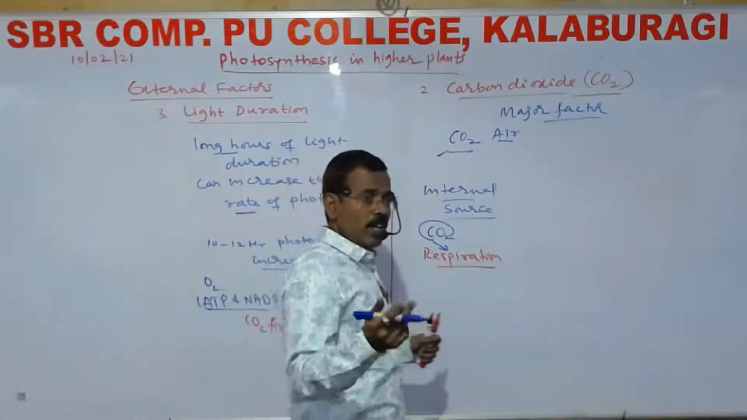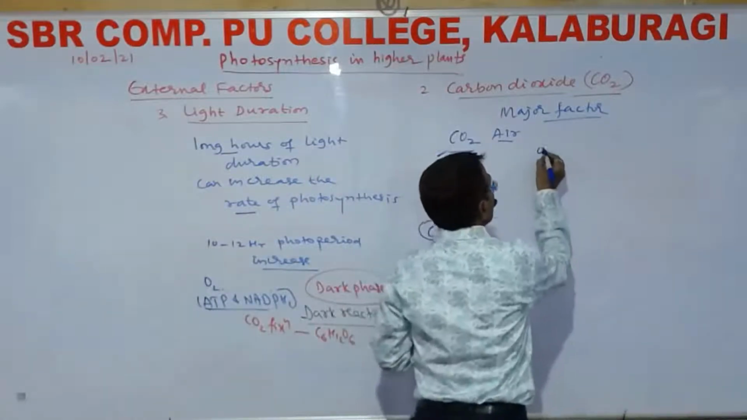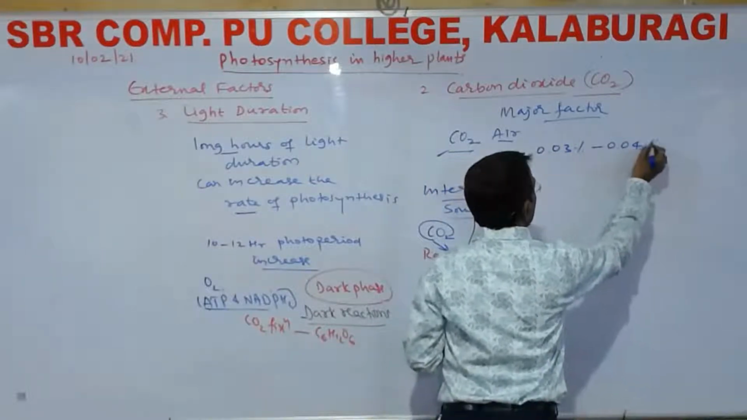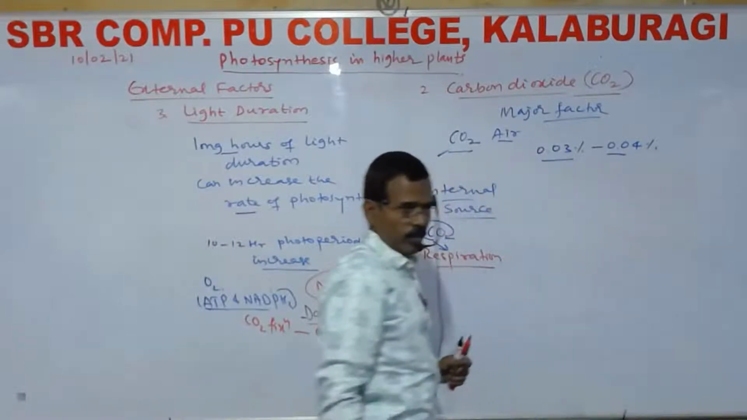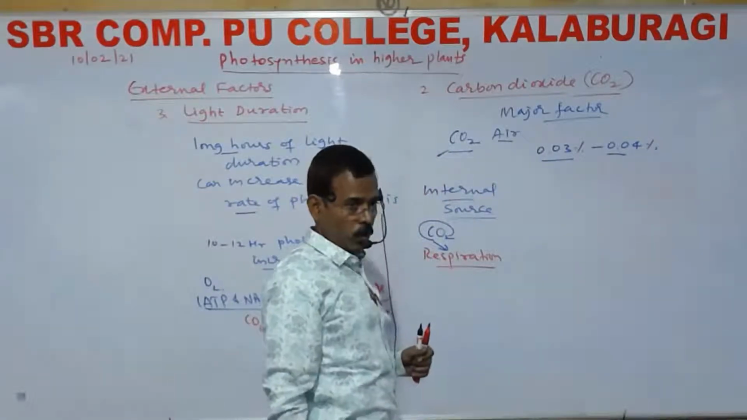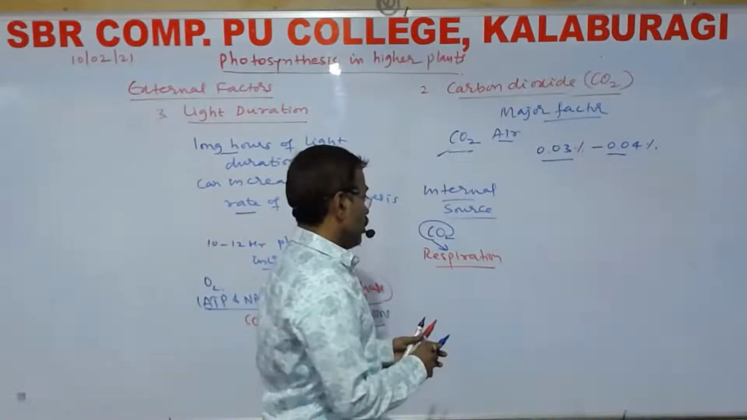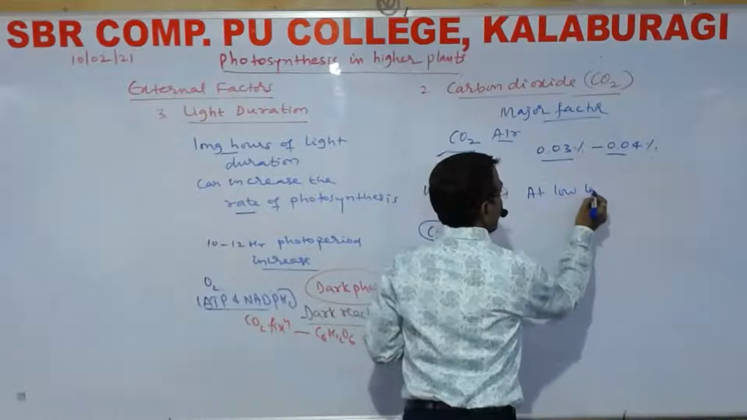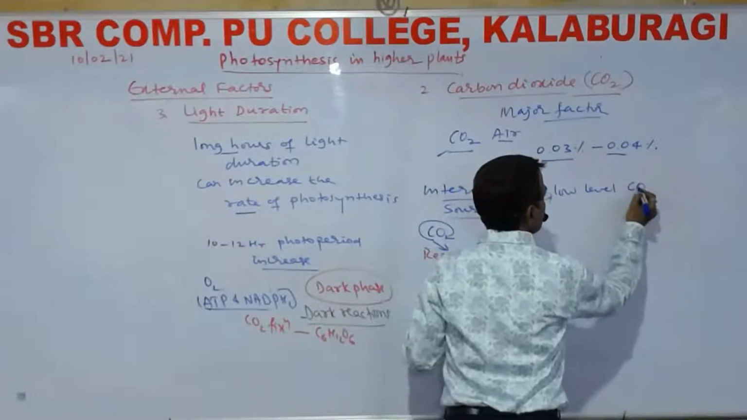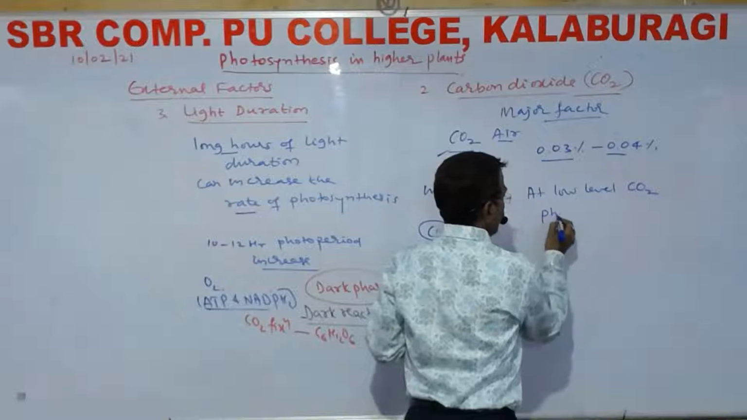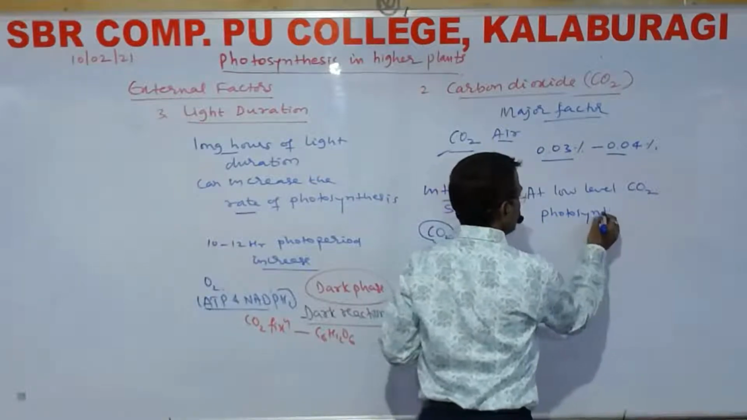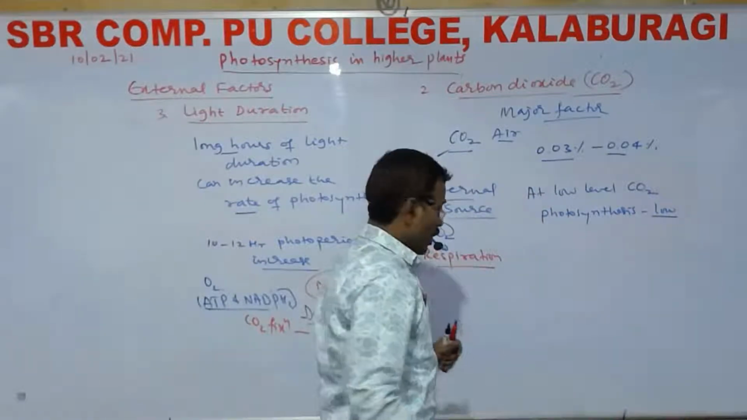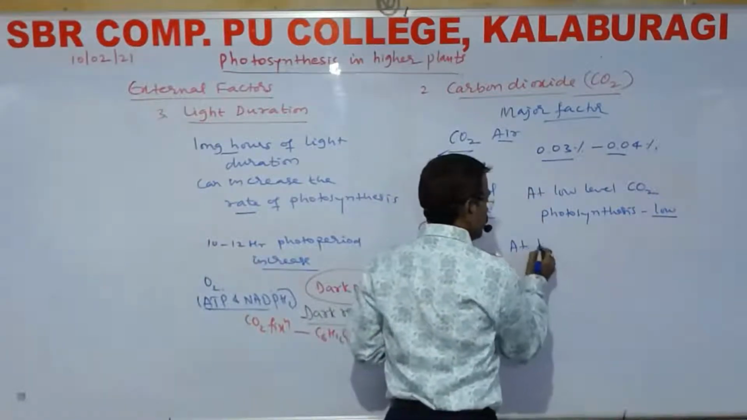So the carbon dioxide concentration in the air is 0.03% to 0.04%. At a low level of carbon dioxide concentration, photosynthesis will be low. Photosynthesis is low, remember, at high light intensity.